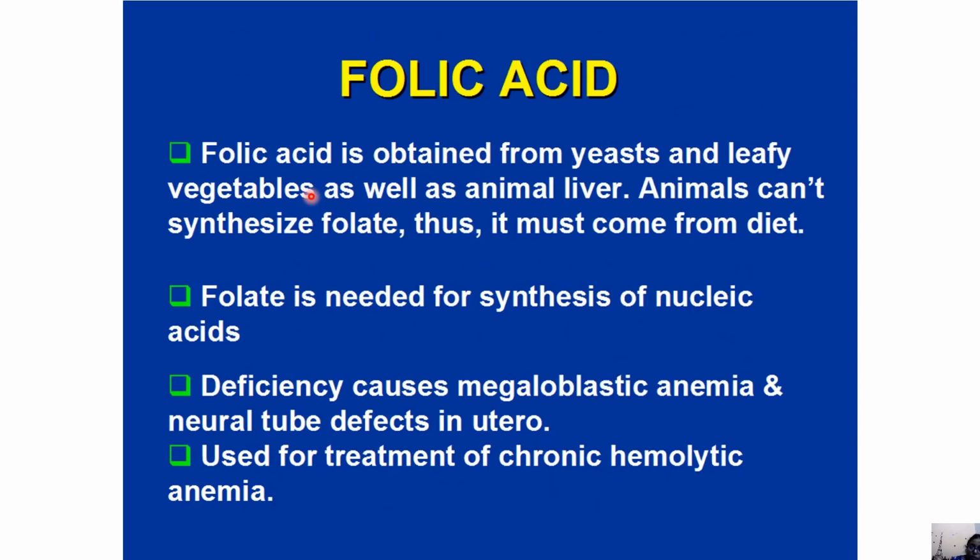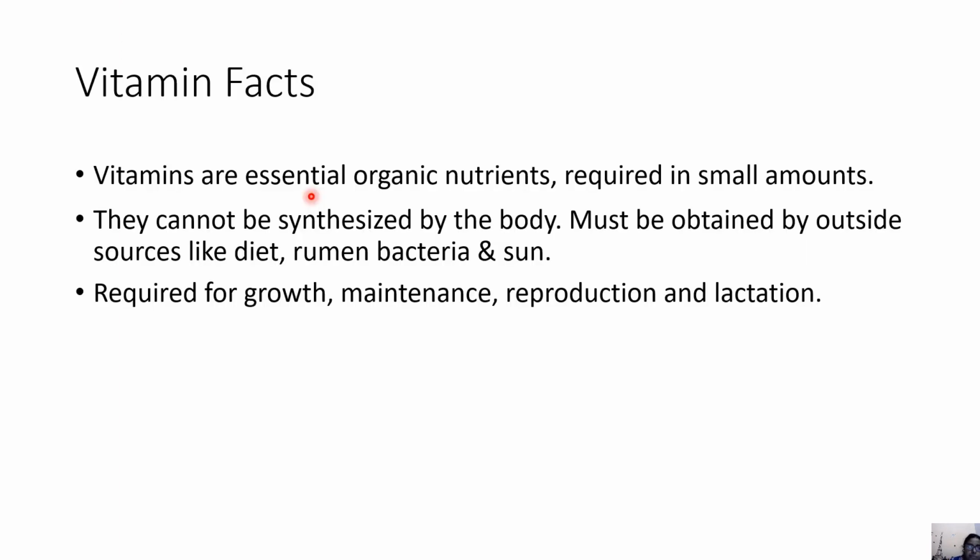Then we come to folic acid, which is obtained from yeast and leafy vegetables as well as animal liver. Animals can't synthesize folate, thus it must come from diet. So folate is needed for synthesis of nucleic acids, and deficiency causes megaloblastic anemia and neural tube defects in utero. So it's used for the treatment of chronic hemolytic anemia.